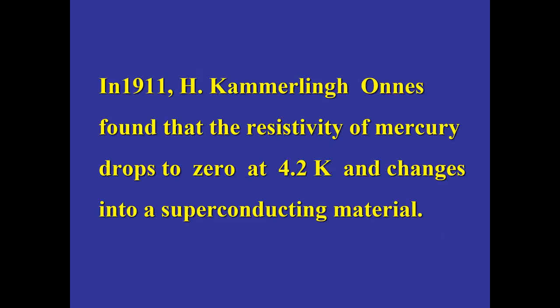Superconductors. In 1911, H. Kamerlingh Onnes found that the resistivity of mercury drops to zero at 4.2 Kelvin temperature and it converted into a superconducting material with excellent conductivity.